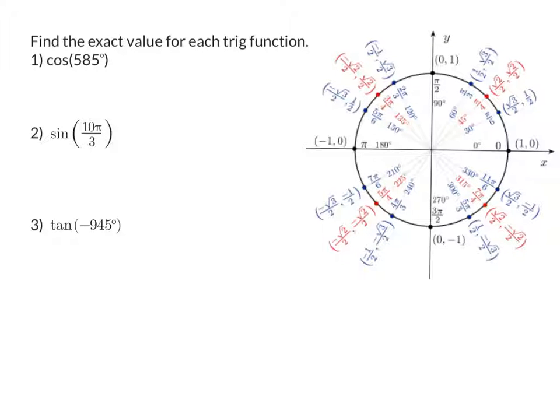Hello. In this video, we're going to be talking about how functions can be periodic. But before we get going, we're going to look at the unit circle here and find the exact value for these trig functions. So the first one I have is the cosine of 585.